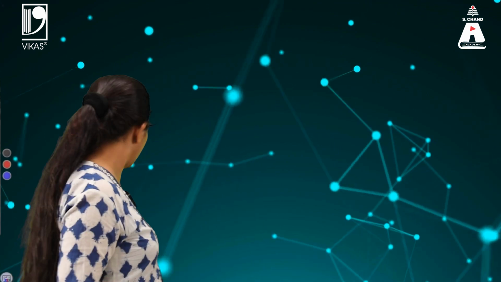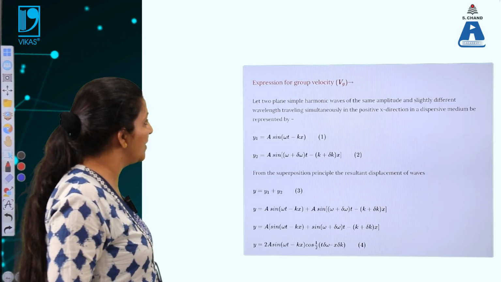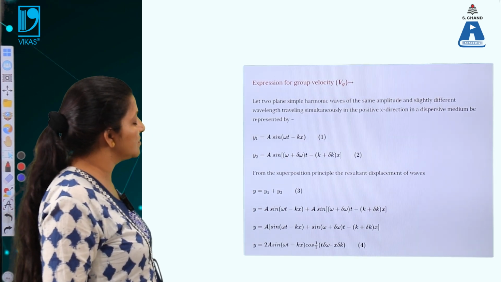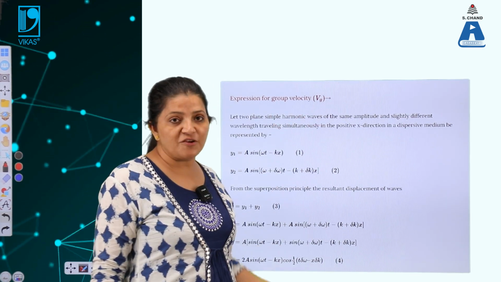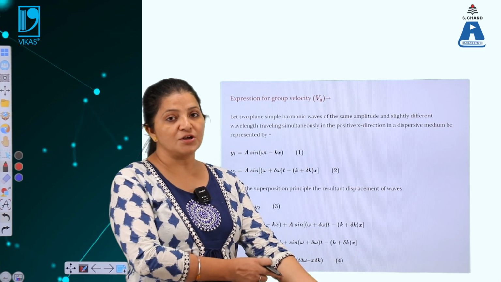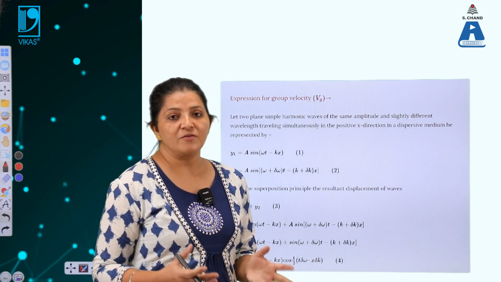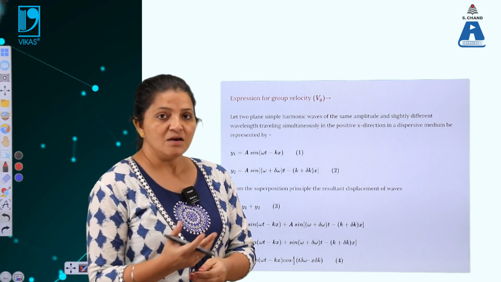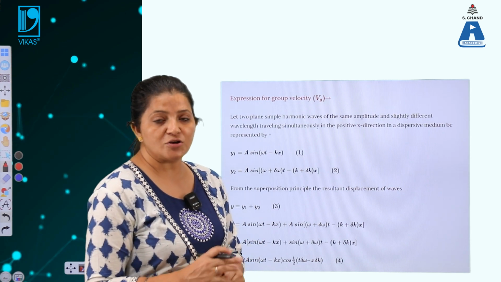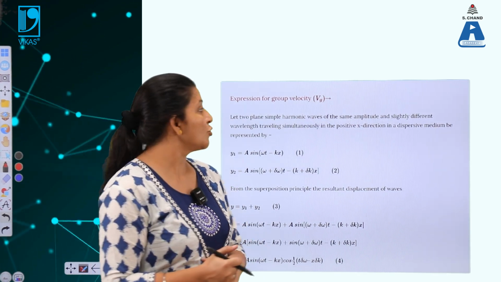Before the break, we studied what a wave packet is and what the group velocity associated with the wave packet is. Now, the mathematical expression will be derived. So, mathematically, how can we calculate the group velocity? A wave packet is a combination of more than one wave. When these waves superimpose on each other, after the superposition we get the resultant wave, and the velocity associated with it is known as the group velocity.